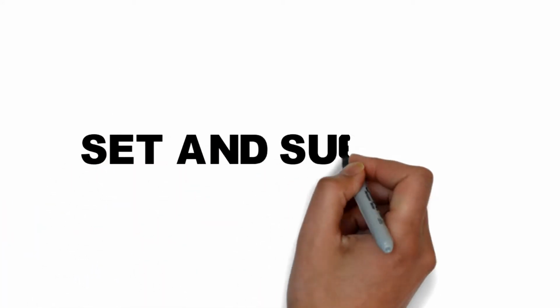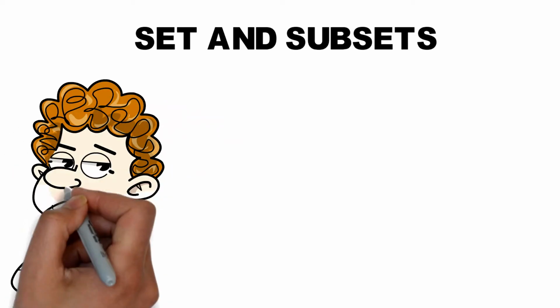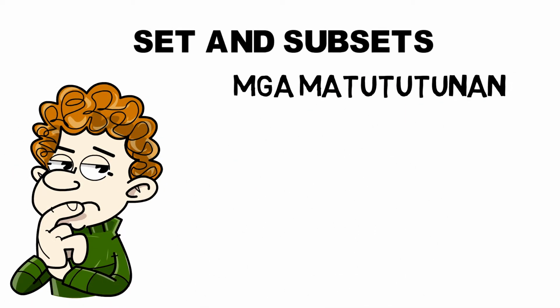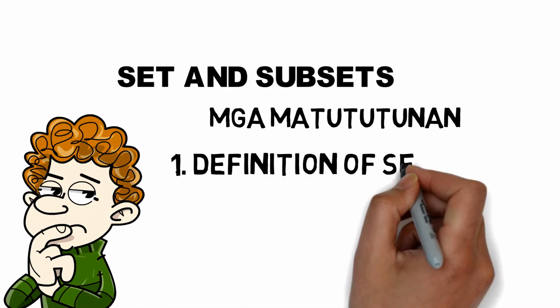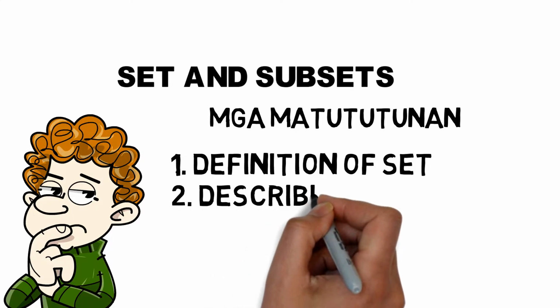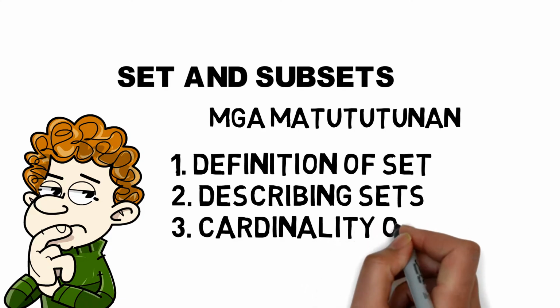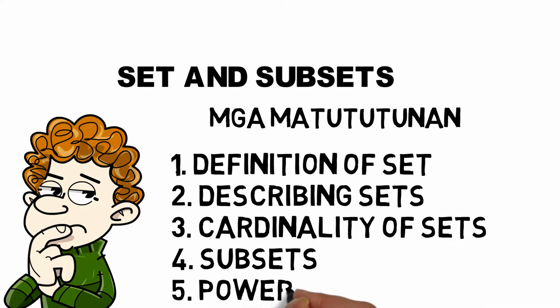Ang topic natin ngayon ay tungkol sa sets and subsets. Ano-ano ba ang mga matututunan mo sa aralin na ito? Una, definition of set. Pangalawa, two ways of describing sets. Pangatlo, cardinality of sets. Pang-apat, subsets. At panglima, power sets.